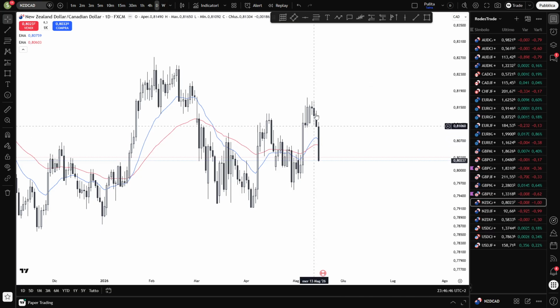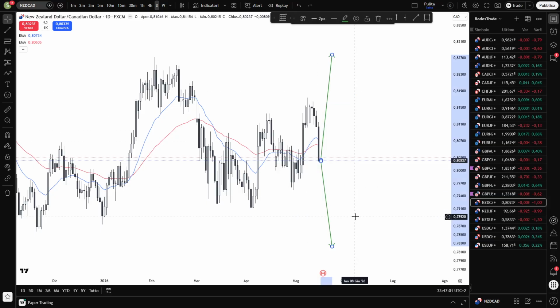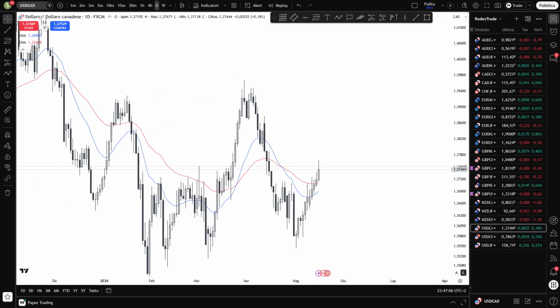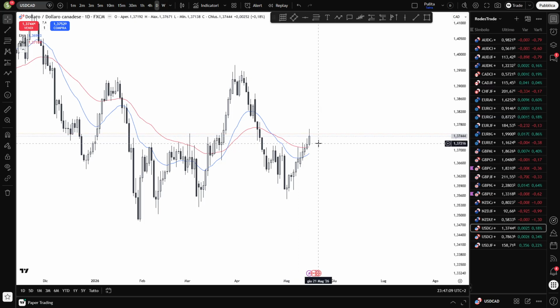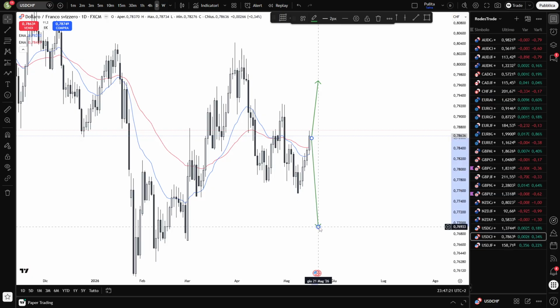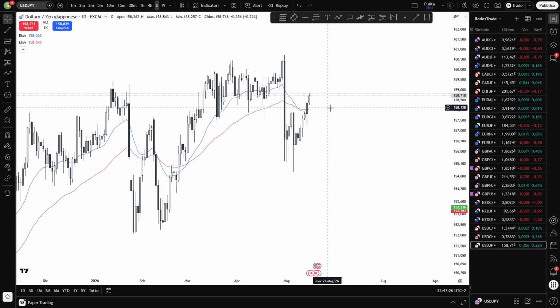NZD and USD CAD, nothing much. Price is still too close to the moving average and just did the retracement. I want to see an expansion either on the upside or a continuation down here before looking for a trade. Nothing here. Same thing, same thing. USD CAD, still too close to the moving average. Same thing for USD CHF, still too close. I would love a push above this high, or a push below this low. And the last one is the JPY, same thing, nothing much.